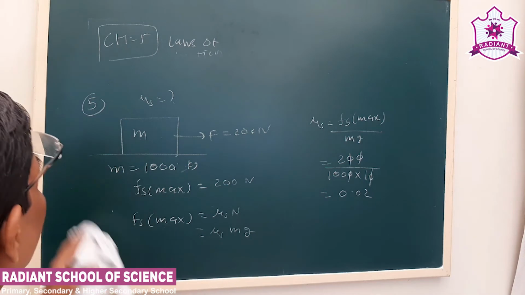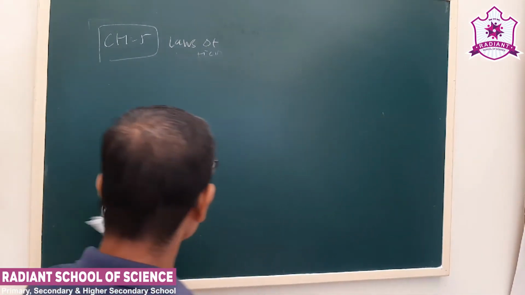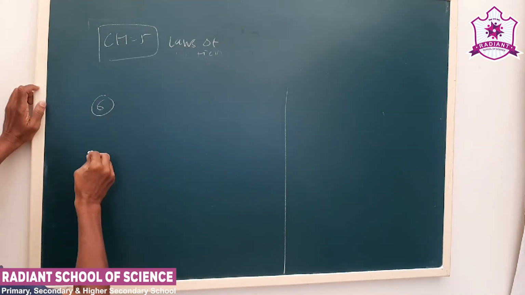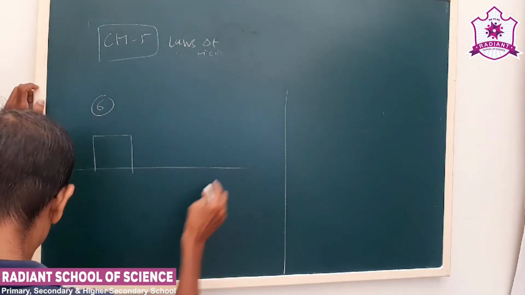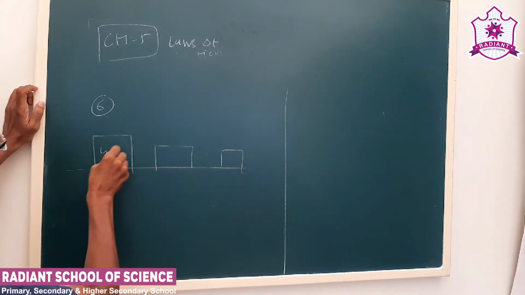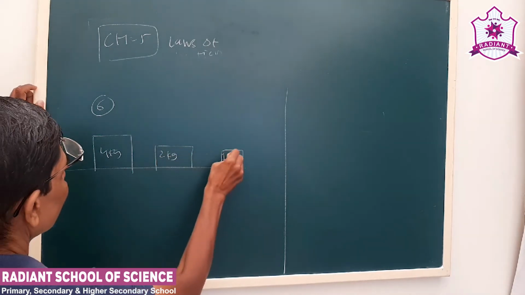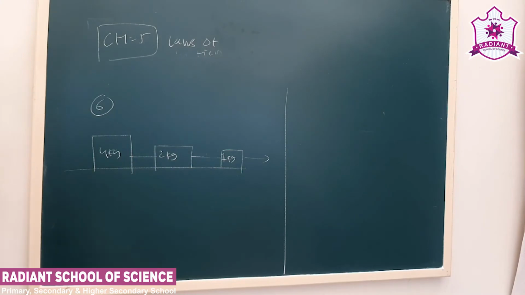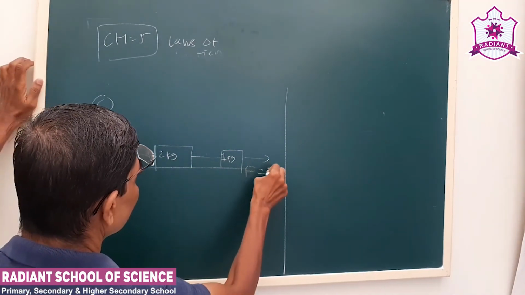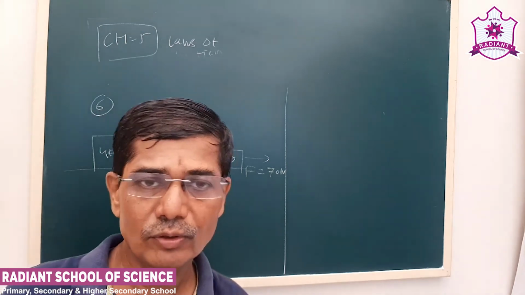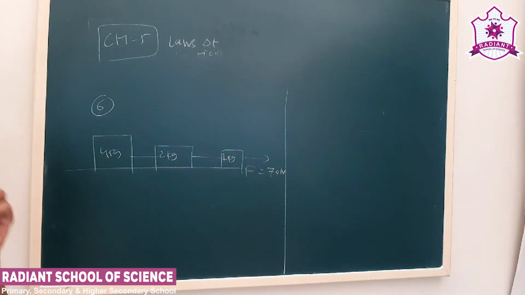Okay, now see the next question is related to connected bodies. See here, 3 blocks, 4 kg, 2 kg and 1 kg are tied with a string or a rope and a force of 17 Newton is applied. What is the common acceleration of the system? See, in the theory part, we discussed it for 2 blocks. Here we have extended it for 3 blocks.